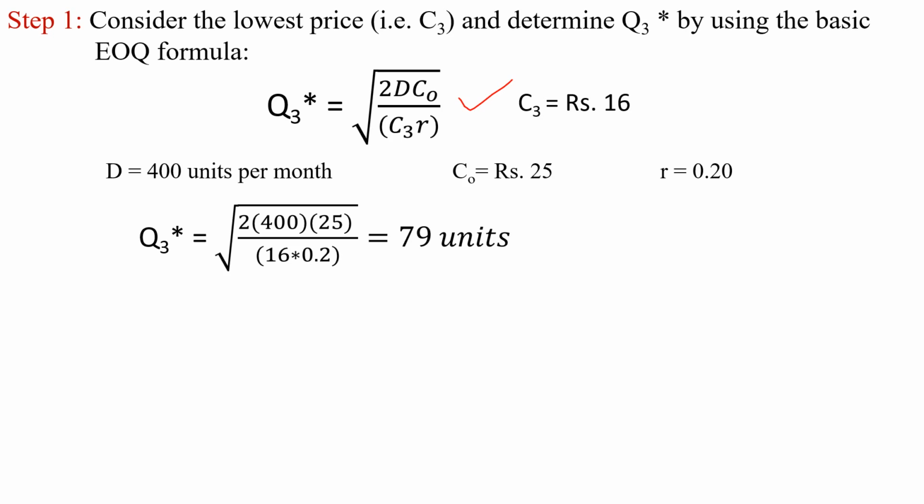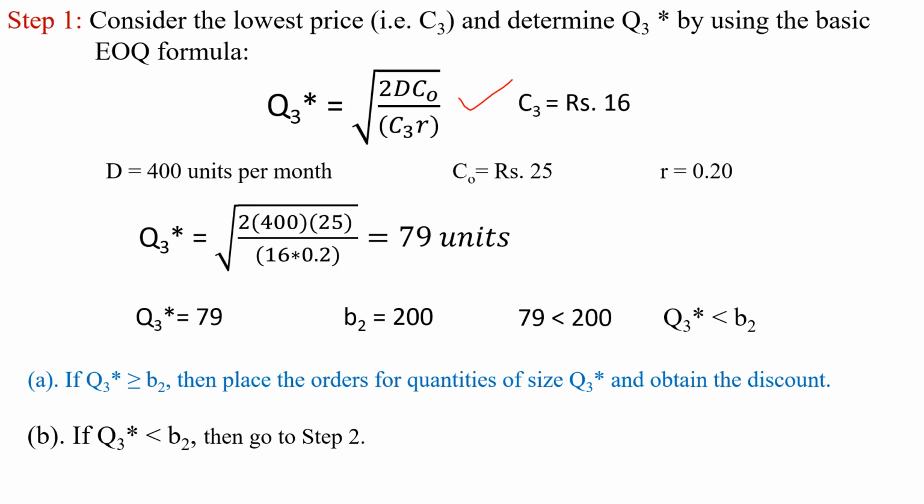Then we will get Q3 star equal to 79 units. Here Q3 star is 79 and B2 is 200. Then I have to compare Q3 star with B2. 79 is less than 200, which means Q3 star is less than B2.